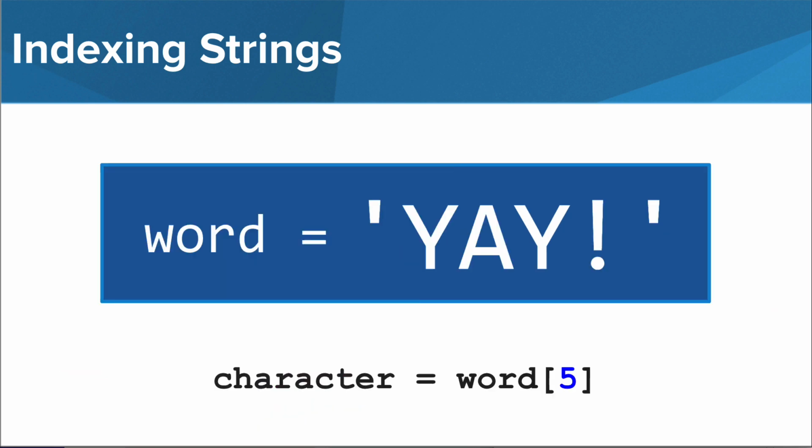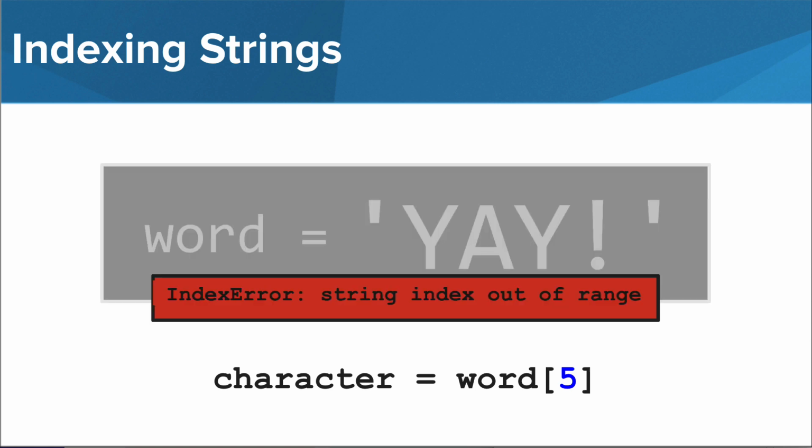What if we set a new variable, character, equal to the value at word at 5? In this case, we would get an index error telling us that our string index is out of range. Anytime we try to call a value that is not included in the string, we will get this error.